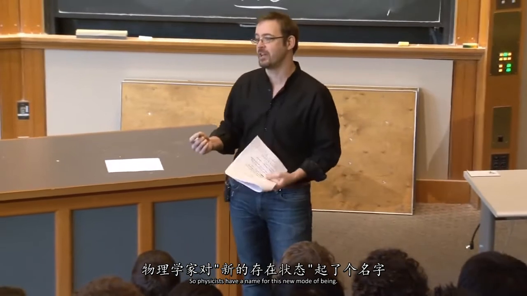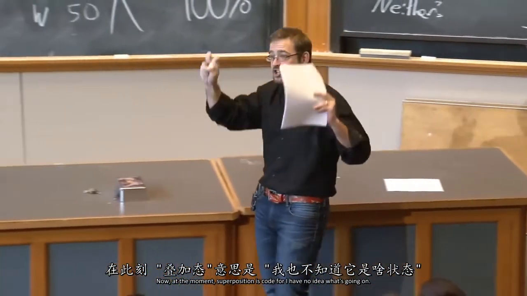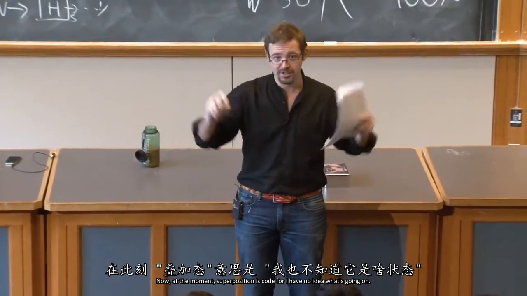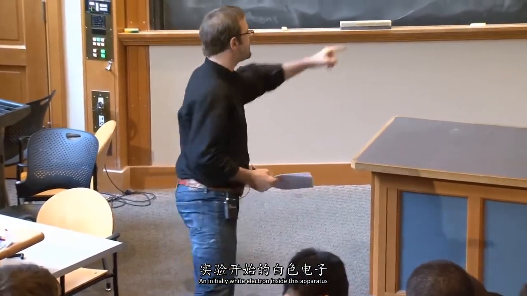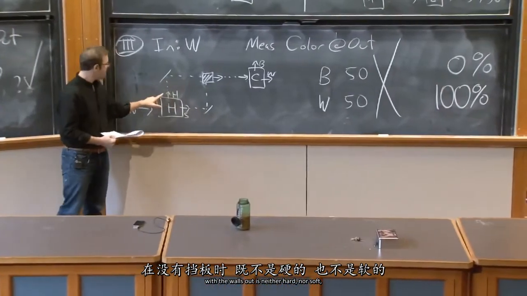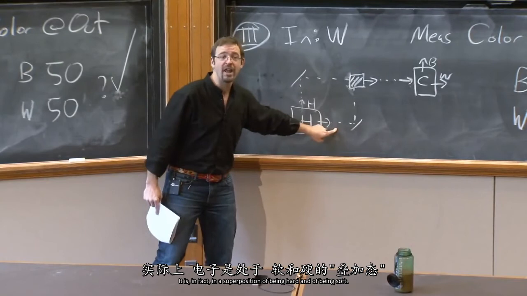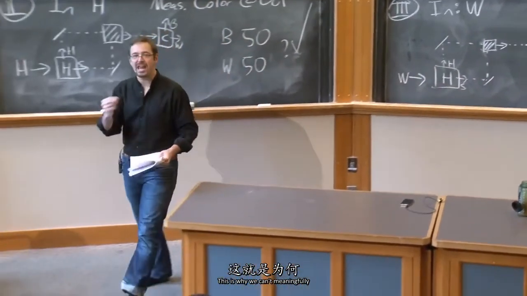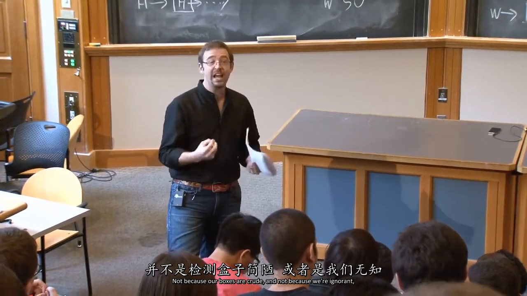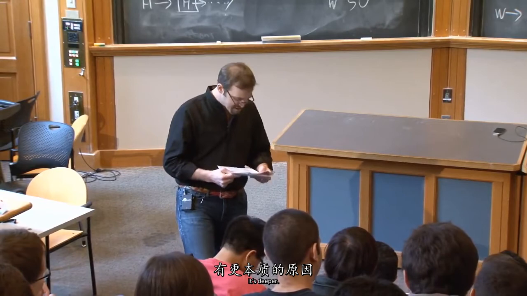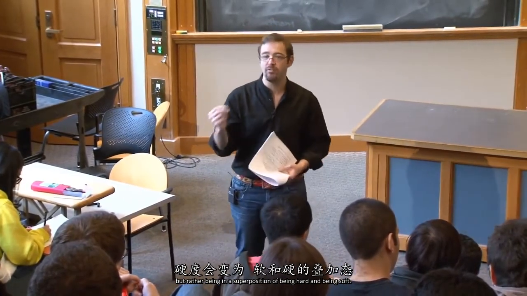So physicists have a name for this new mode of being, and we call it superposition. Okay? Now, at the moment, superposition is code for, I have no idea what's going on. Okay? A usage of the word superposition would go something like this. An initially white electron inside this apparatus, with the walls out, is neither hard nor soft, nor both, nor neither. It is, in fact, in a superposition of being hard and of being soft. This is why we can't meaningfully say this electron is some color and some hardness, not because our boxes are crude and not because we're ignorant, though our boxes are crude and we are ignorant. It's deeper. Having a definite color means not having a definite hardness, but rather being in a superposition of being hard and being soft.